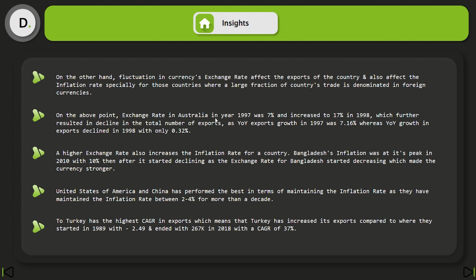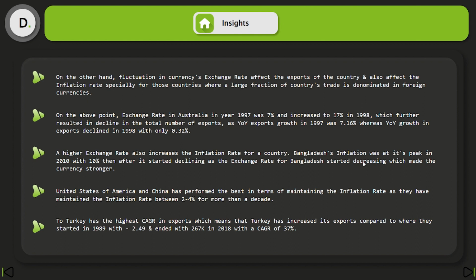So on the above point, we can say that the exchange rate in Australia in 1997 was 7% and increased to 17% in 1998, which further resulted in a decline in the total number of exports, as the year-on-year percentage of export growth was 7.16% in 1997, and in 1998, the next year, as the exchange rate increased, the year-on-year export rate decreased. So they have an inverse relation to each other.